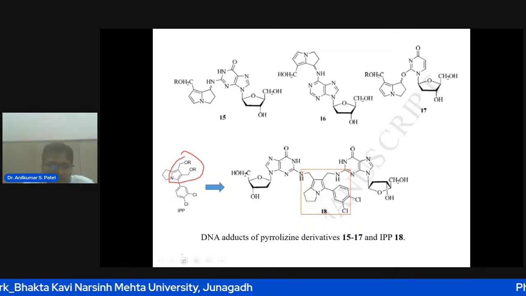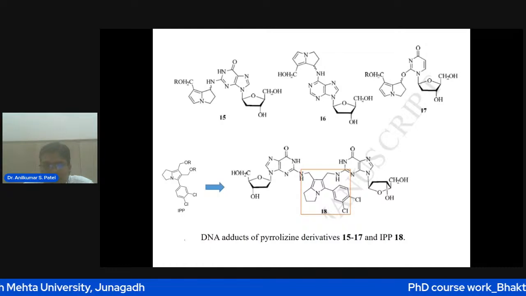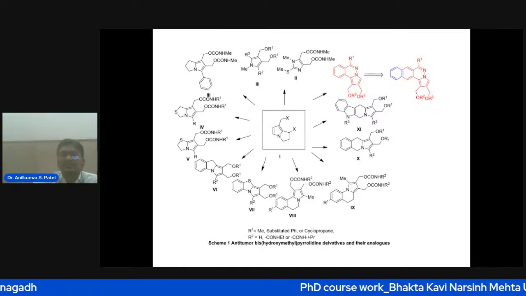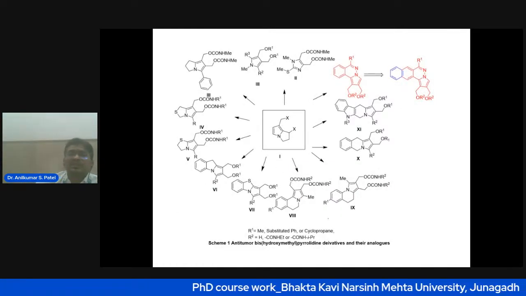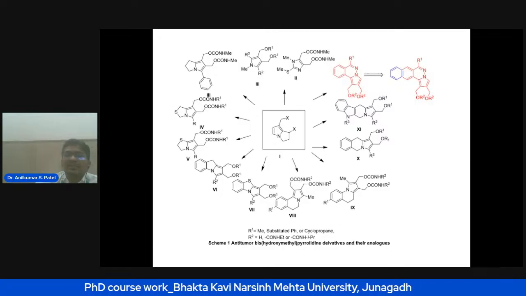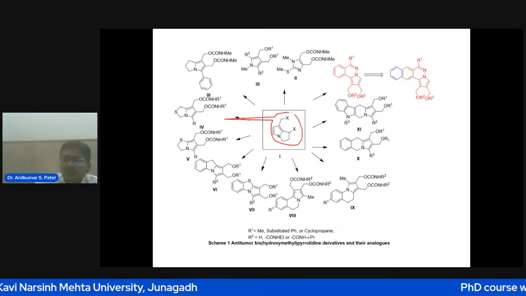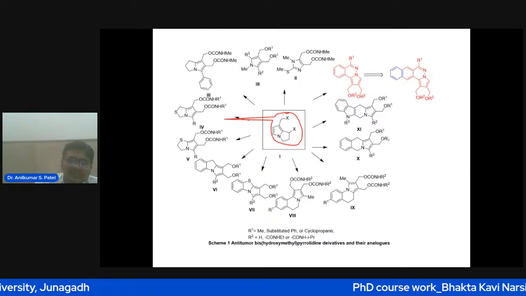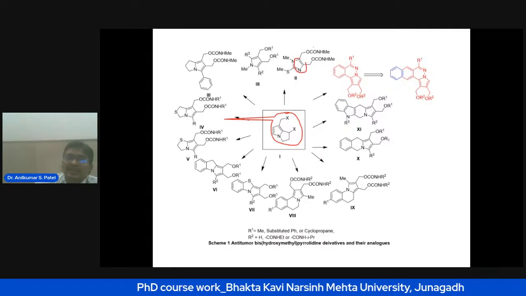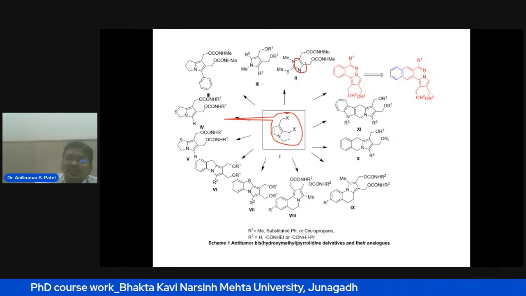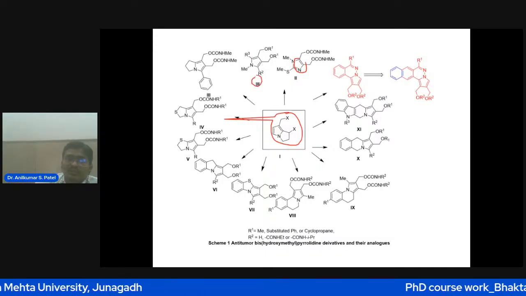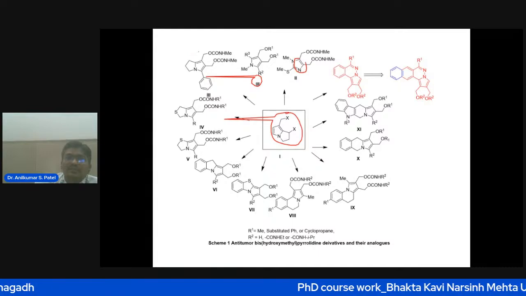So here we can see scheme 1, that is the bis-hydroxypyrrolidine derivative and their other analogs. These types of groups are present in mitomycin C. After that, this compound is imidazole containing this methyl carbamate. Here pyrrole containing the dicarbamate, compound number 2, class number 2. Class number 3 is particularly IPP, which we have already seen.